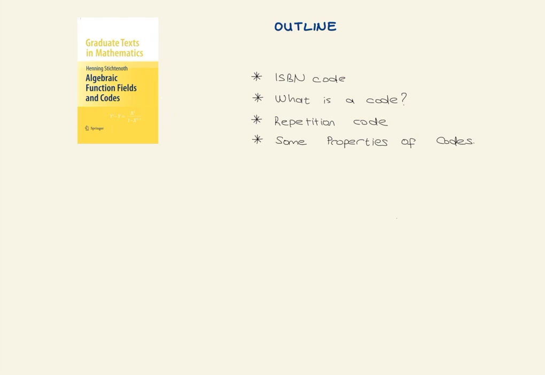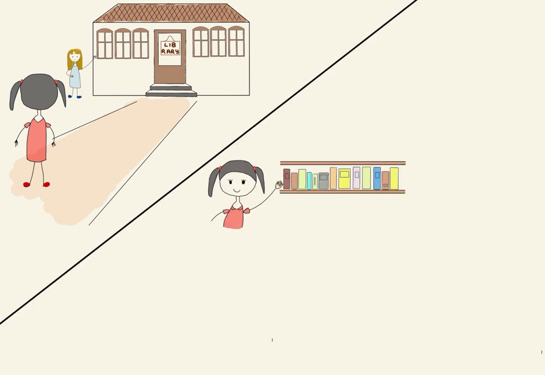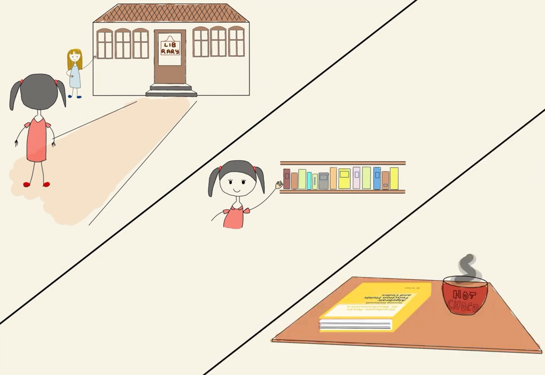Yes. We are going back to the story to find out the error correction capacity of the ISBN code. As you might have noticed, Alice is really into codes. To expand her knowledge, she decides to go to the library, makes it to the mathematics section, and reaches to the book Algebraic Function Fields and Codes on the shelf. She brings it to her place and prepares a huge mug of chocolate. Now it is time to relax and read codes.